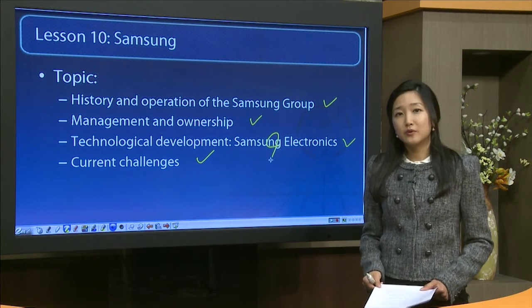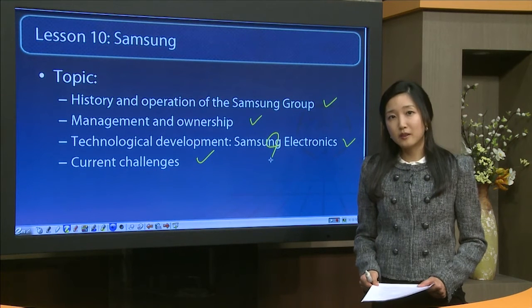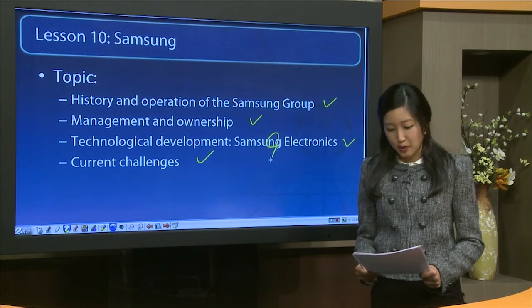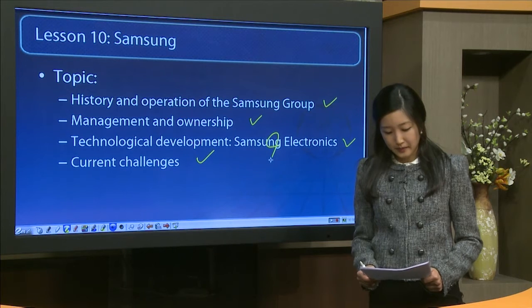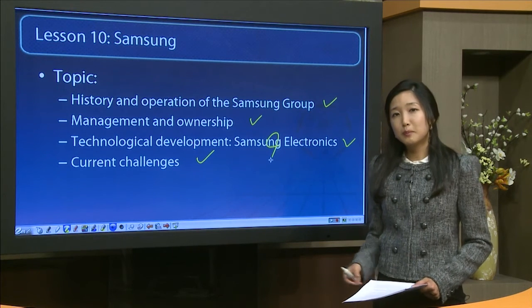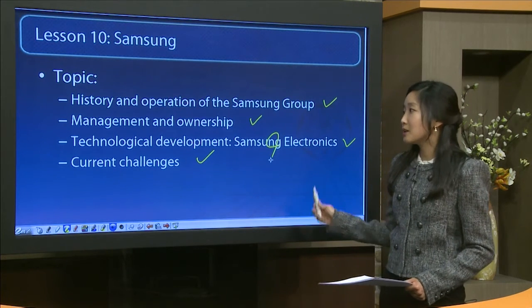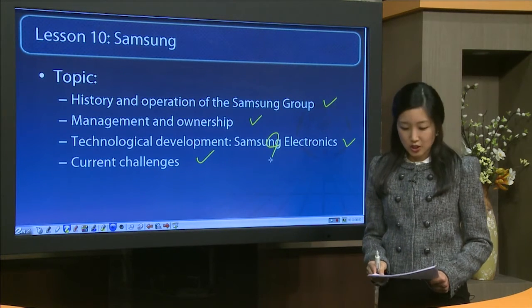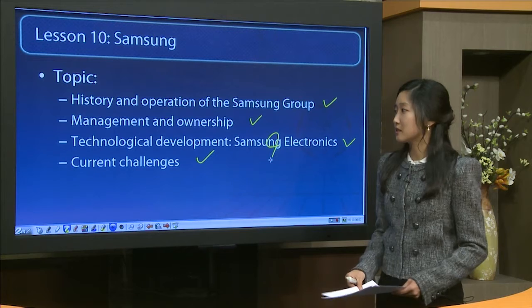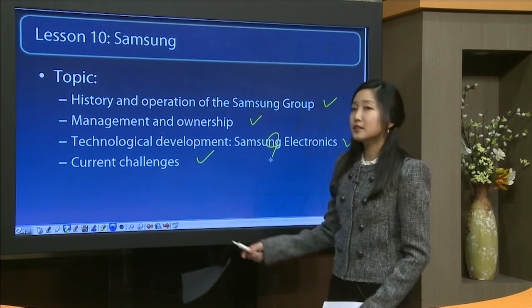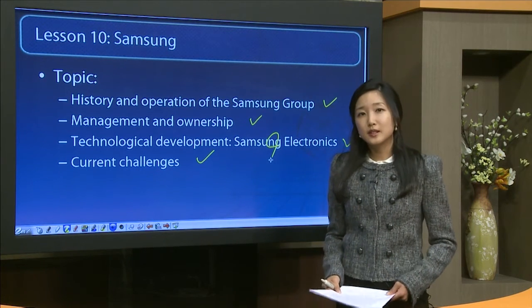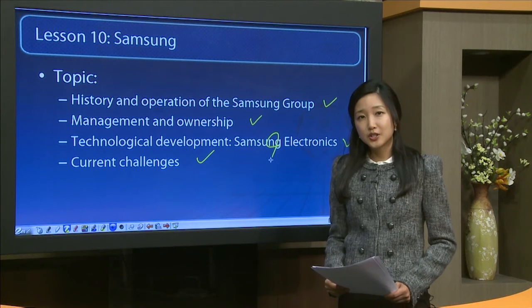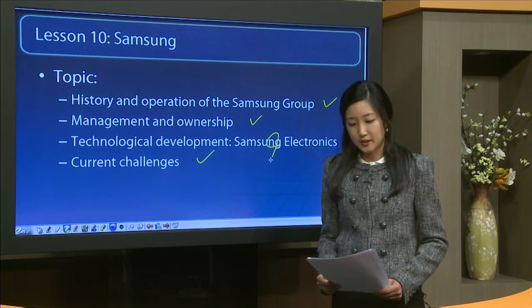How a company went from no brand recognition to one of the best-known international brands is a story worth knowing. In this section, please pay close attention to how Samsung was able to jump ahead in terms of technology acquisition to gain global competitiveness. Finally, we conclude this lesson with discussion of current challenges that the Samsung Group faces.